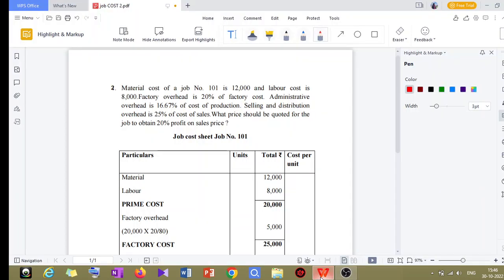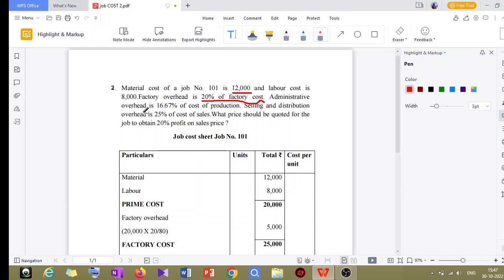Hello everyone. So this is the second question from job cost sheet. See the question. Material cost of a job number 101 is 12,000 and direct labor cost, that is labor cost, is 8,000. So directly they have given the material cost, labor cost. So write 12,000 and 8,000. Then factory overhead is 20% of the factory cost. So factory overhead cost is not given, but they mentioned it is 20% of factory cost.